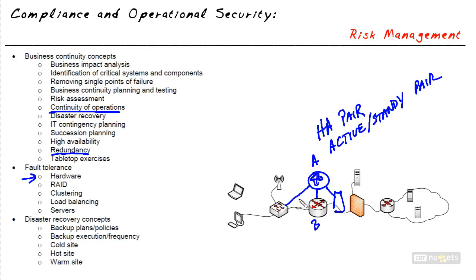So for example, if this link between router A and the switch fails, router A could say, hey, I've got a problem. I don't have link on this interface. Router B would say, no problem, I'll take over and start forwarding traffic. And the goal is to be seamless or near seamless from an operations perspective.